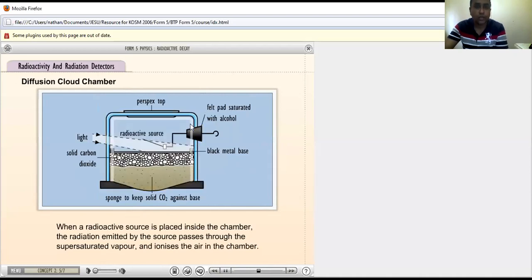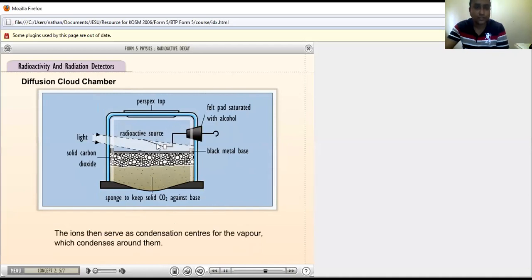So the alcohol will evaporate on top because of room temperature. When it evaporates and then starts to go down, what happens? It will stick onto the ion formed by the radiation. So because of that, you can see the misty track.